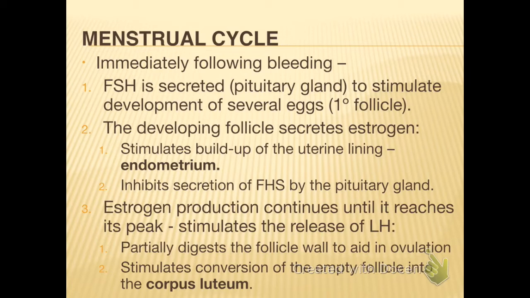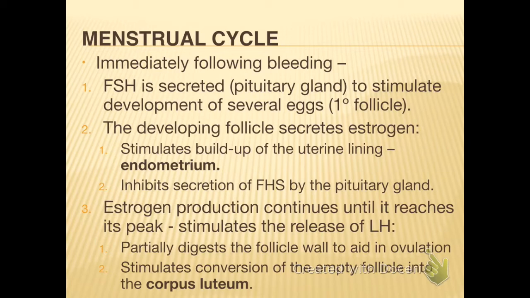This secretion will stimulate the development of several eggs in the ovaries. These eggs that are starting to develop are called primary follicles. They are in the beginning stages of development. The developing follicles will then begin to secrete estrogen. And remember, estrogen is one of our important ovarian hormones.